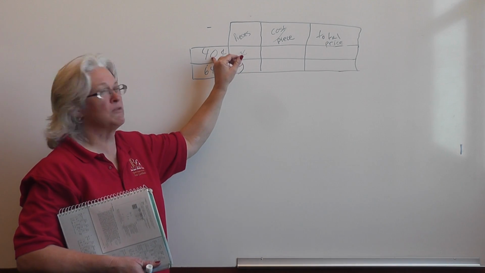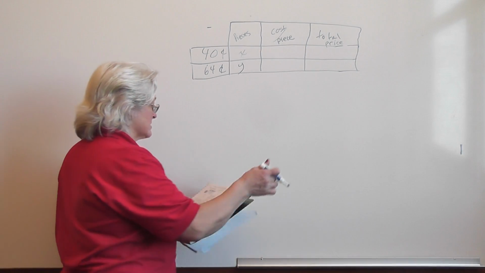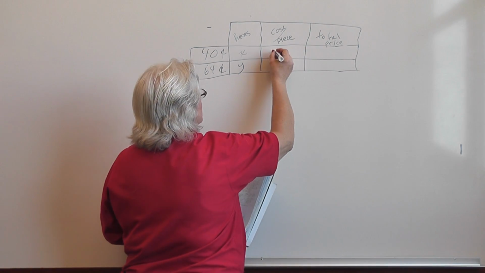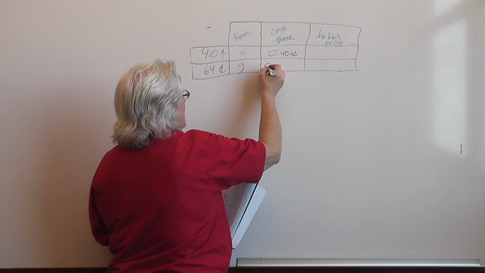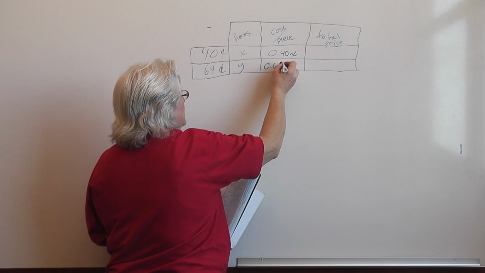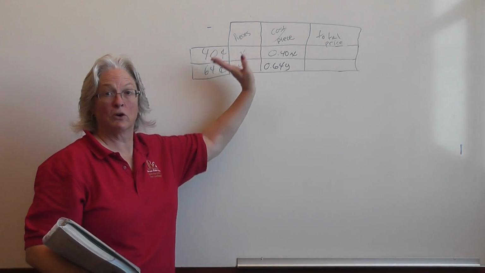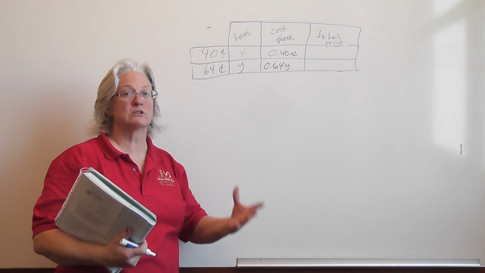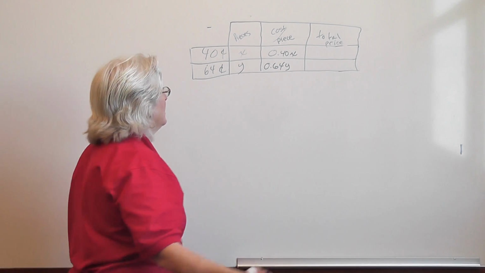How do you convert 40 cents into something you can multiply with? Well, it's a decimal number. It's 0.40, that's 40 cents, 0.40x. Similarly, 0.64y. What's their total price going to be? This is working exactly the same way as that last mixture problem did with the nuts.